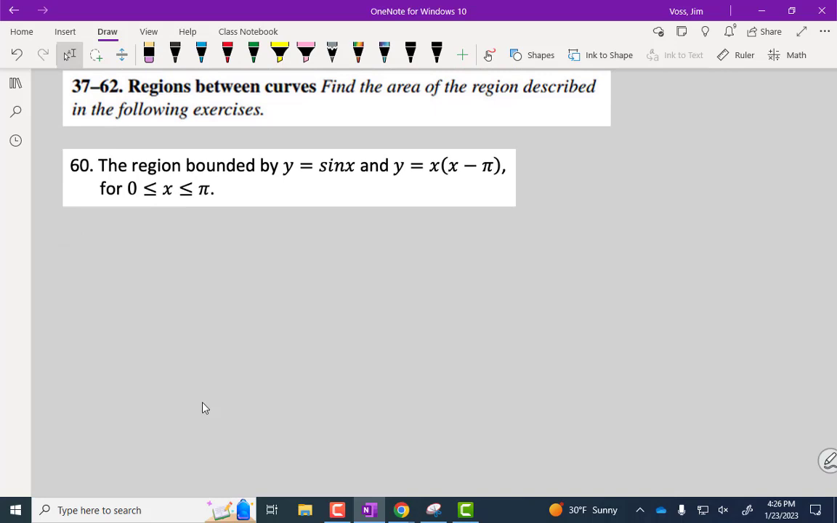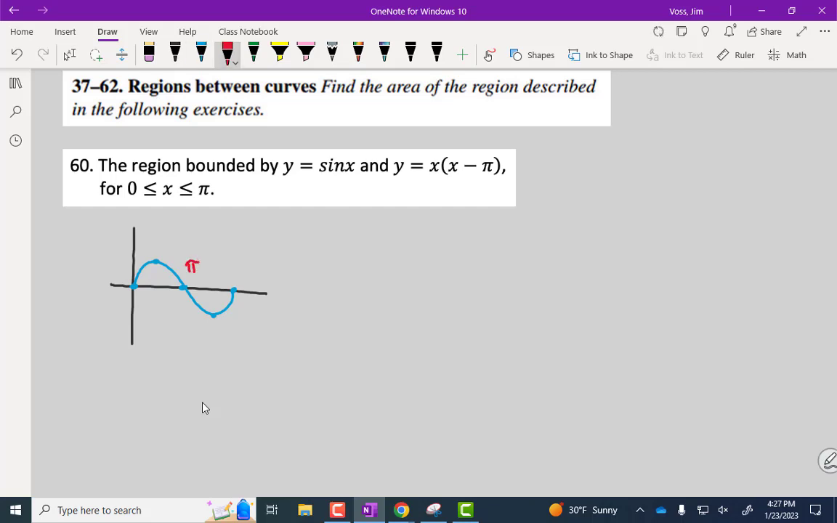Okay, so we've got to find the area here of the region described by these two curves. The first one is easily graphed, sine of x. Sine of x we know has the 3 key points there, key point there, key point there. So there's sine. And when we start doing the homework for this one, is it okay if we use Desmos?